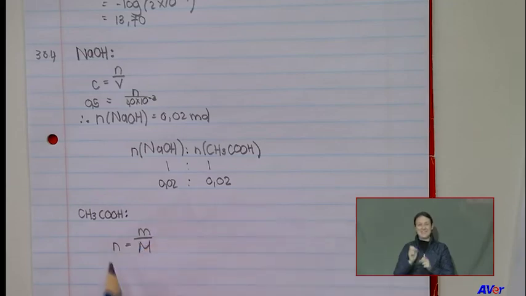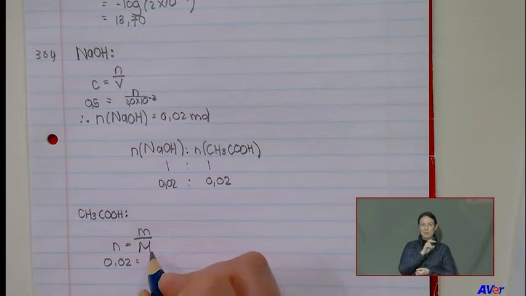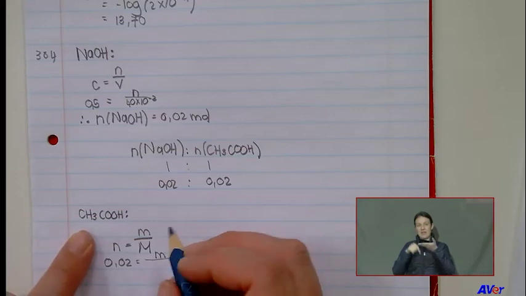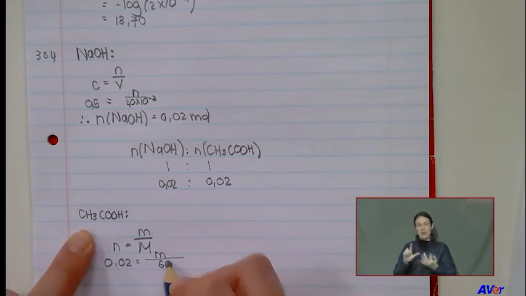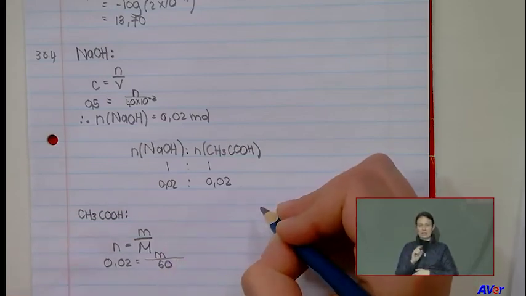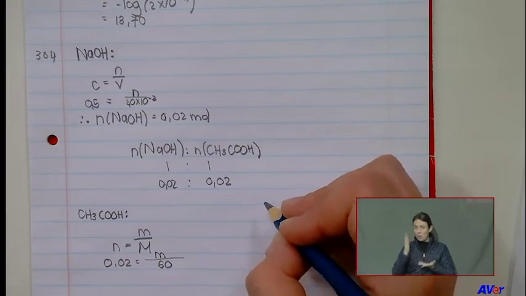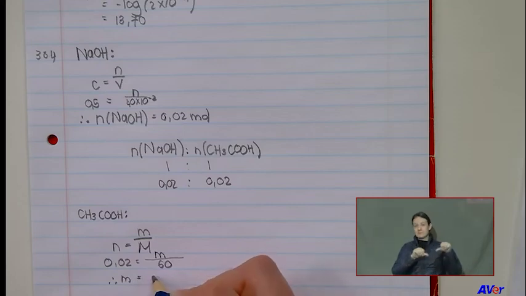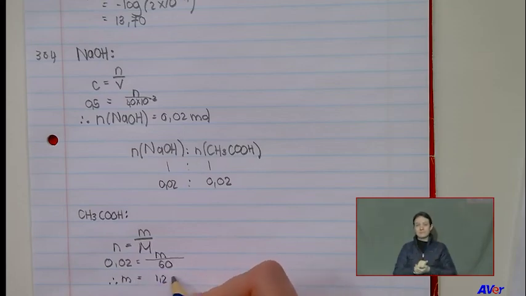Okay, so the moles is 0.02. The mass is what I would like to calculate, and the molar mass, you can go and calculate it, but it should be 60. Everybody knows how to calculate molar mass, hopefully in grade 12. So the mass of the ethanoic acid is going to be 1.2 grams.